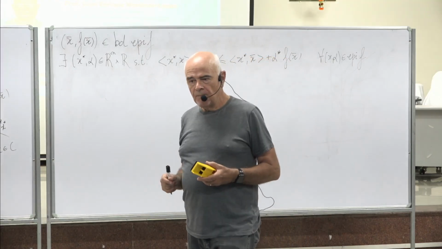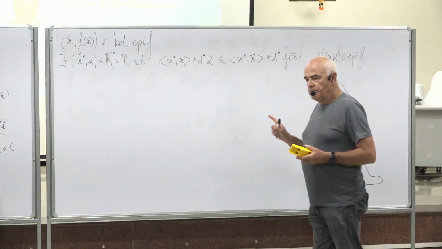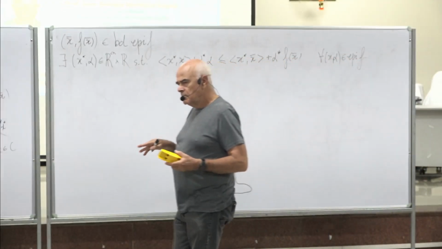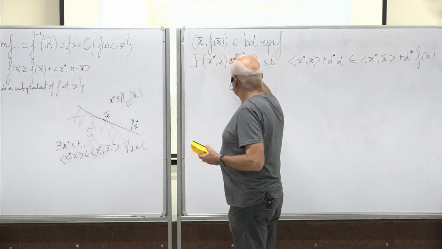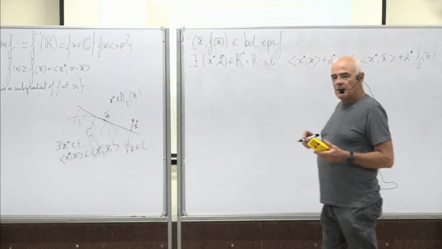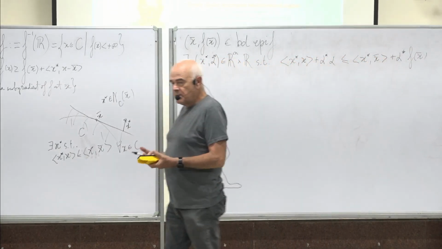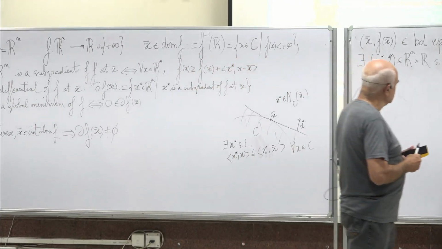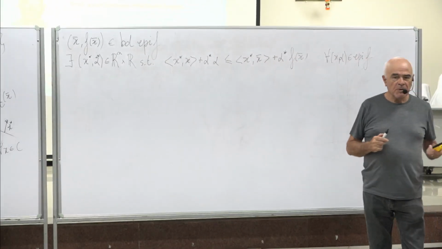Okay? Now, is it okay? Is there any problem? Alpha star is a real number. Thank you. So it defines, together with x star, the supporting hyperplane. Good.